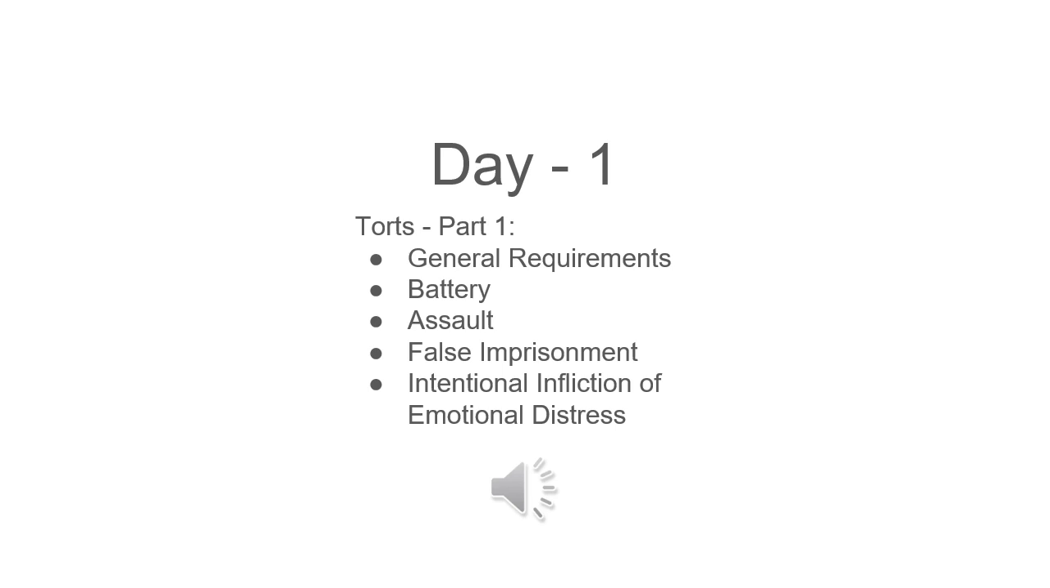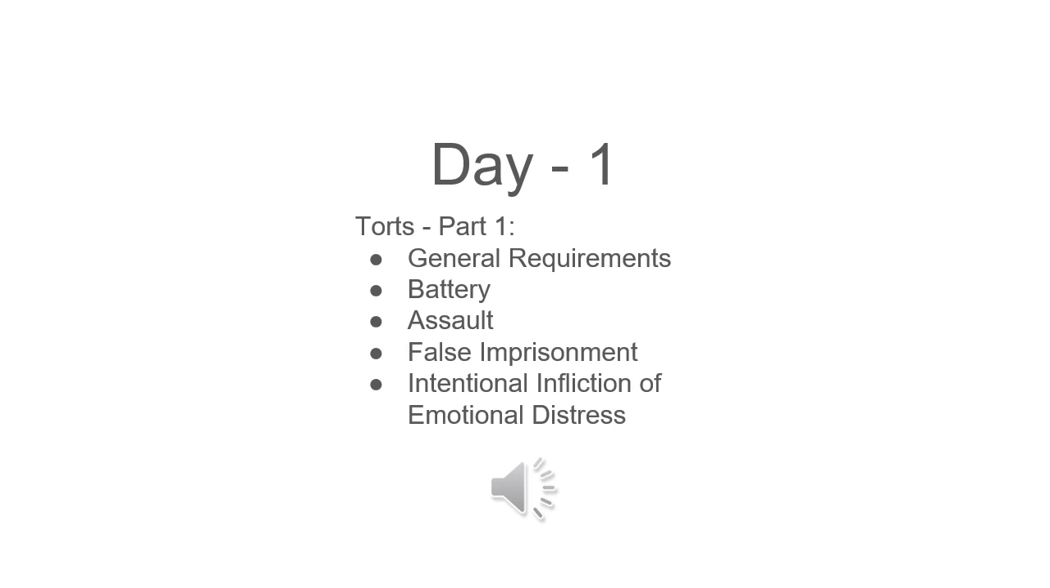The intent for battery is to act with a purpose to bring about the consequences of the act, or knowledge the consequences are substantially certain to occur. Causation: the act must have resulted in offensive harm. The defendant may also be liable where the defendant sets in motion a chain of events resulting in the harm.